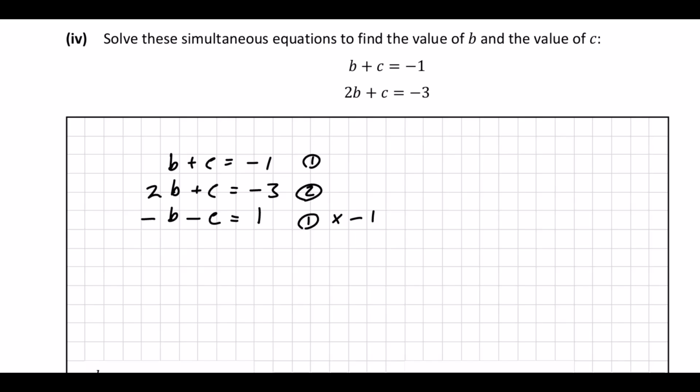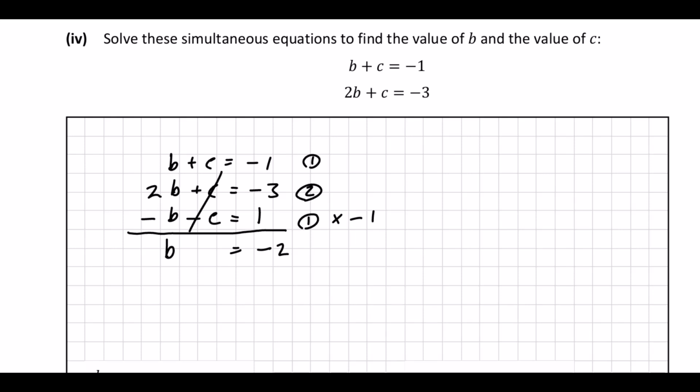Now if you notice why I did that, I've got a plus and a minus c here, which will cancel if we add the two equations. So if I take 2b minus 1b, that'll leave me with b, plus c minus c will give me 0, which is what I wanted. And on this side then I end up with minus 3 plus 1. So go down 3, up 1. That leaves me with b is equal to minus 2.